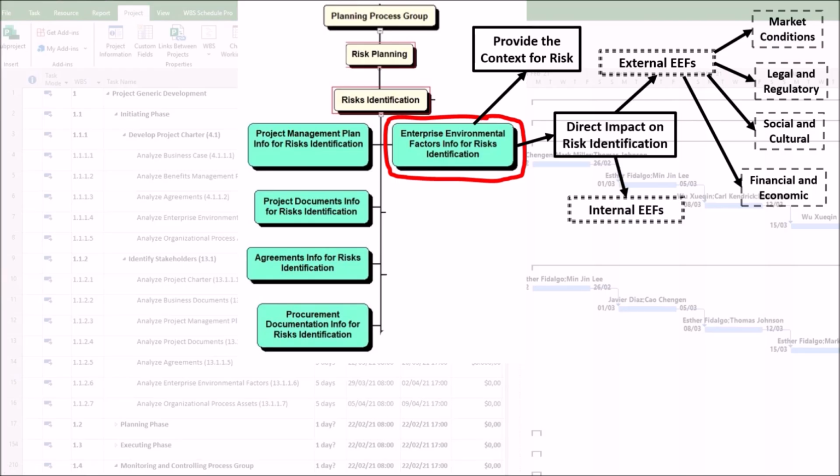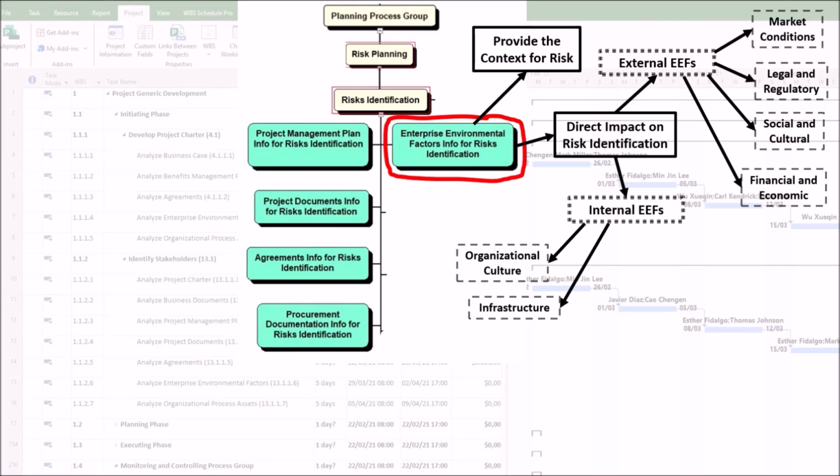Regarding the internal enterprise environmental factors, we have, first, organizational culture. Examples include risk appetite, leadership style, and transparency. The identified risk is that a culture that punishes failure may lead to hidden risks. A low-risk appetite means more threats must be managed.